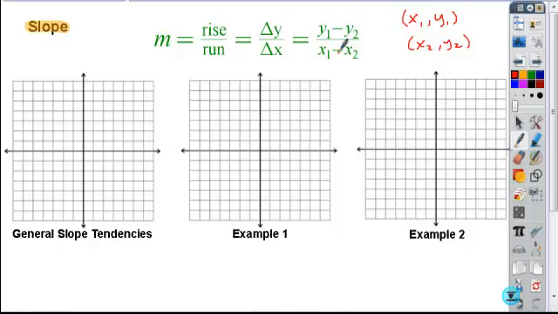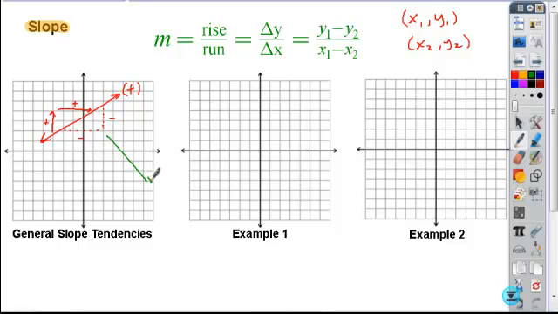Okay, so if we look at this definition of slope as rise over run, in terms of just the general slope tendencies, if you have a line that goes up and to the right, it has a positive rise and a positive run. A positive divided by a positive gives us an overall slope that is positive. You could also think of your rise as a negative and your run as a negative. It would still be the same thing, right? A negative divided by a negative is a positive. Okay, so up and to the right has a positive slope.